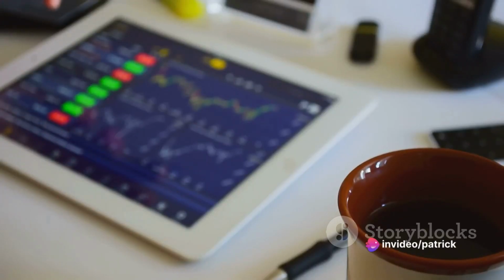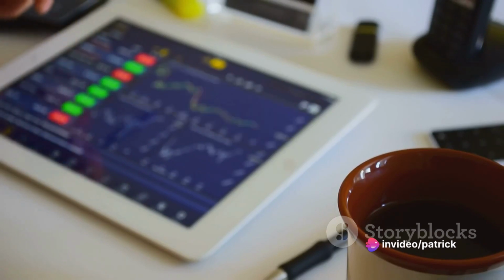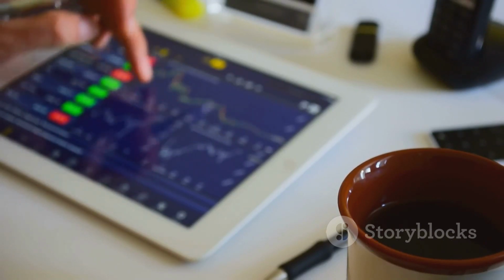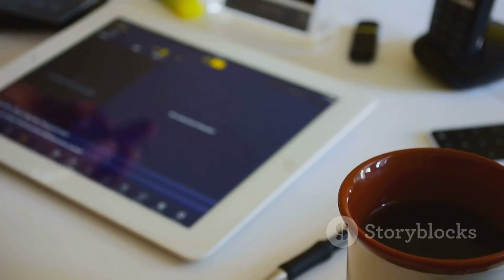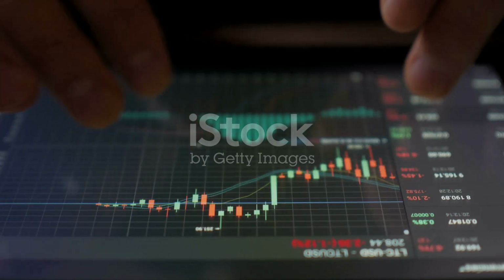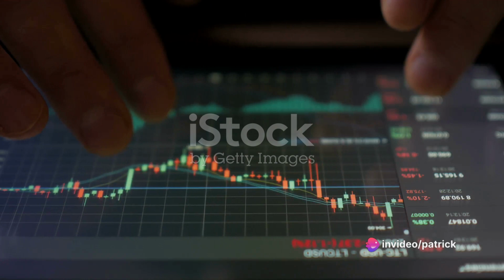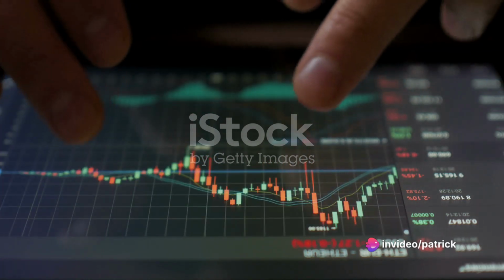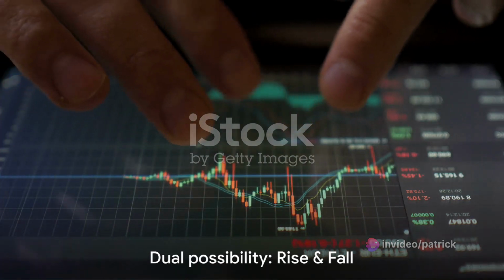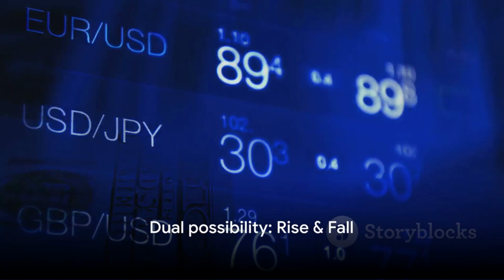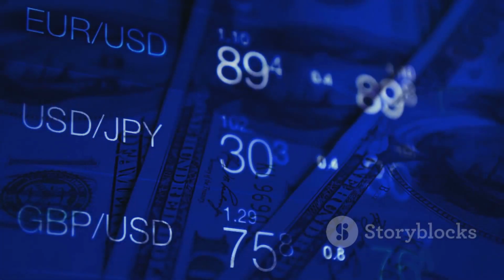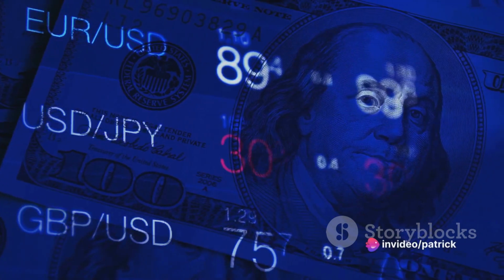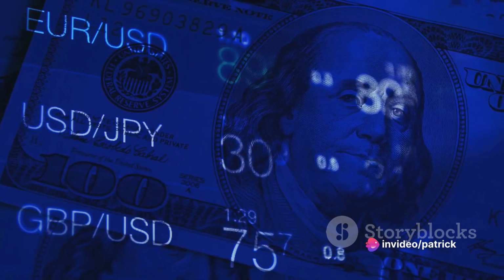Moving on to the concepts of buying and selling. In Forex, you can either buy or sell a currency pair. When you buy, also known as going long, you're betting that the base currency will rise in value compared to the quote currency. On the other hand, when you sell or go short, you're expecting the base currency to fall in value. Remember, Forex trading isn't just about speculating on the rise of a currency, but also on its fall. It's this dual possibility that makes Forex trading quite exciting and potentially profitable.